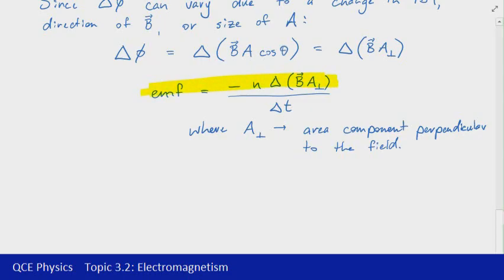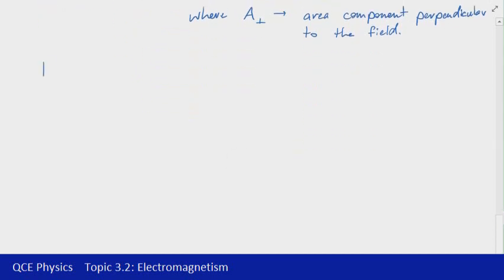So this one highlights a little bit more clearly that the EMF can be induced due to a change in the magnetic field strength, a change in the direction of the magnetic field, or a change in the area. So now that we've gone through all of the derivation to get to those two equations, let's have a look at the definition for Faraday's law.